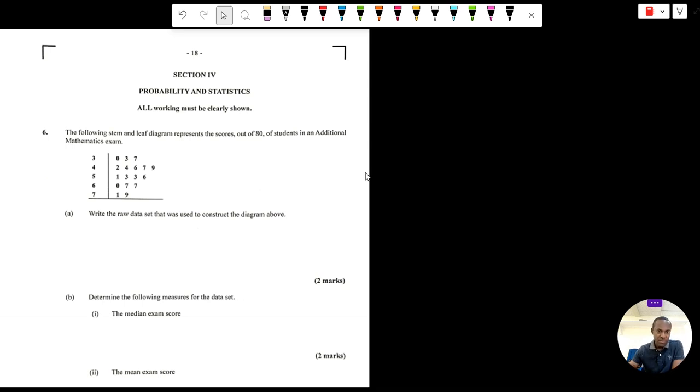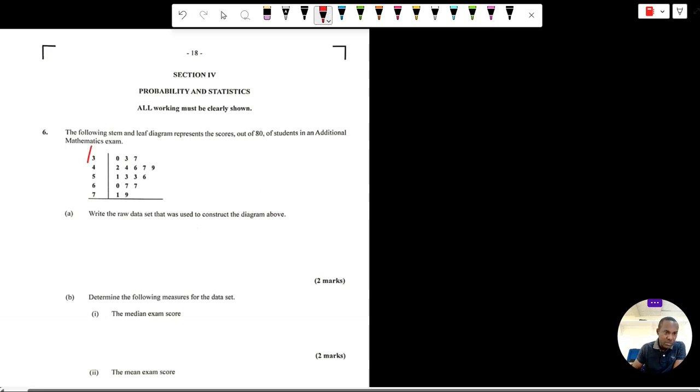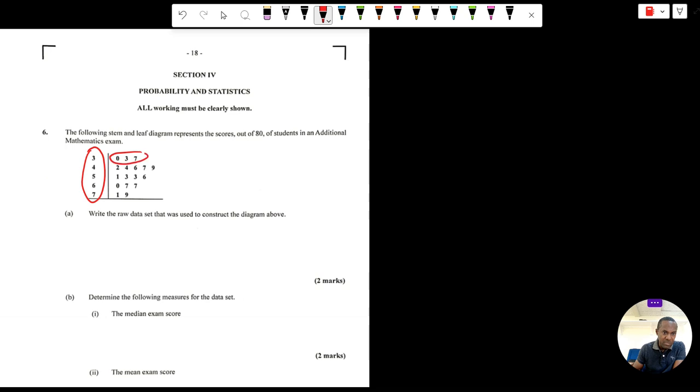The following stem and leaf diagram represents the scores out of 80 of students in an additional mathematics exam. So here we have a stem and leaf diagram. We can clearly see the stem, which of course is the main part of the scores, and these are represented by the digits 3, 4, 5, 6, 7, right? Those numbers in that column represent the stem, and these scores over here represent the leaf, and together these scores, for instance, these ones would be 30, 33, 37.